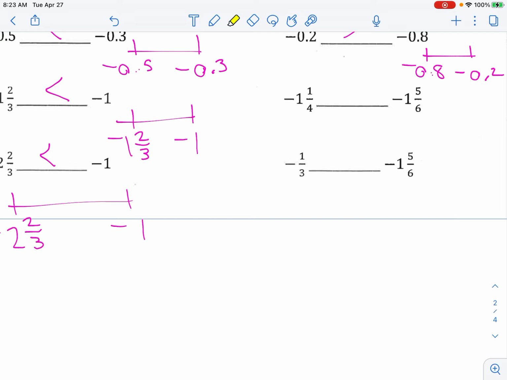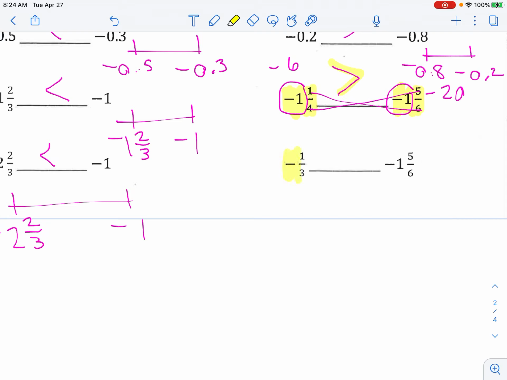Now, take a careful look at this one. We've got two negative mixed numbers. Negative 1 1/4, negative 1 5/6. Because they both start with negative 1, now we have to compare their fractions. So I'm going to do cross products. So 4 times 5, they're both negative, so that would be negative 20, and 6 times 1 would be negative 6. So the only thing I have to look at is the negative 6 and the negative 20. Negative 6 is greater than negative 20. So negative 1 1/4 is greater than negative 1 5/6.